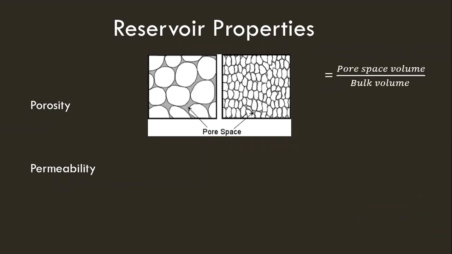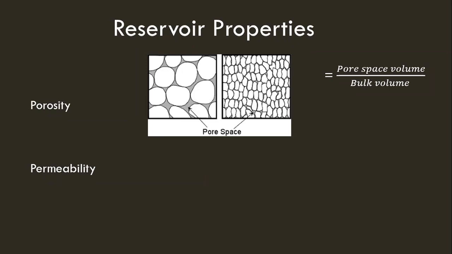So how is it going to be measured? That is pore space volume by bulk volume. Bulk volume includes the overall volume of the rock. Pore space volume is the space which is empty inside the rock. So pore volume by bulk volume will give you the value of porosity. And it is a fraction. The answer lies between 0 and 1.